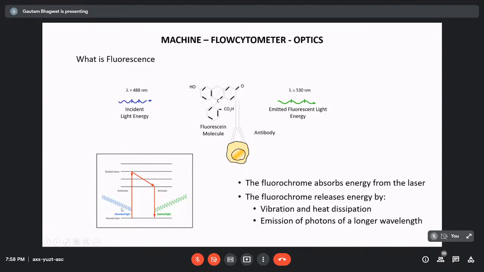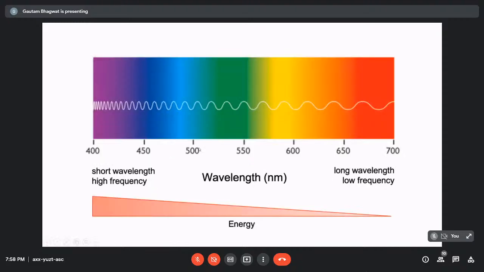Whenever a light strikes a cell or this fluorescein molecule, it gets excited, then it loses some energy and emits a light of another wavelength. Now how does this happen? I'll take you back to the electromagnetic spectrum that we read in 11th, 12th, most probably in our higher secondary classes. So two phenomena that we must know here are the relation of wavelength with energy and frequency with energy.